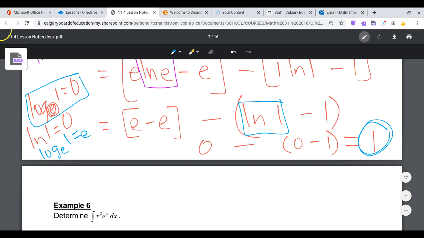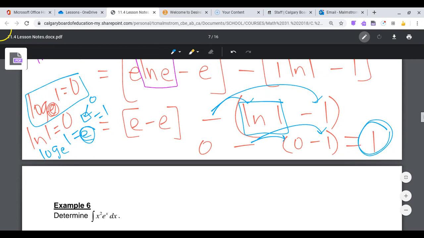e to what exponent gives me the answer of one? Well, it doesn't matter what the base is. It doesn't matter that we don't know much about e yet. You should just be able to use your Math 30-1 skills to be like, well, that should be zero. Any base to anything that's going to give me one has to be zero. So any base to the power of zero is one. So then when I distribute this through, I get that this is an answer of positive one.